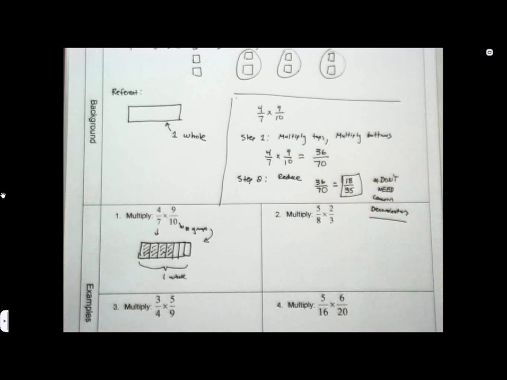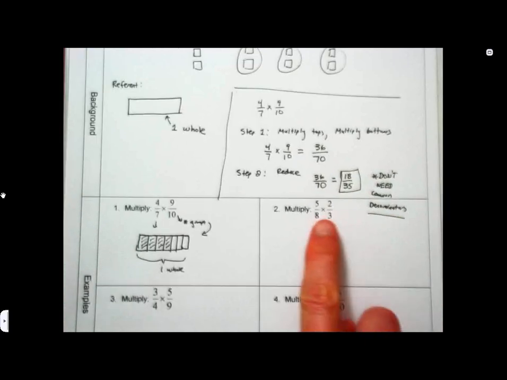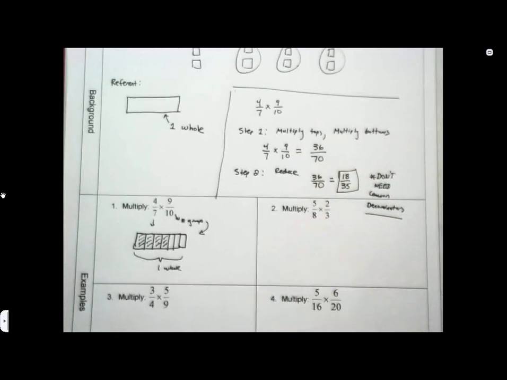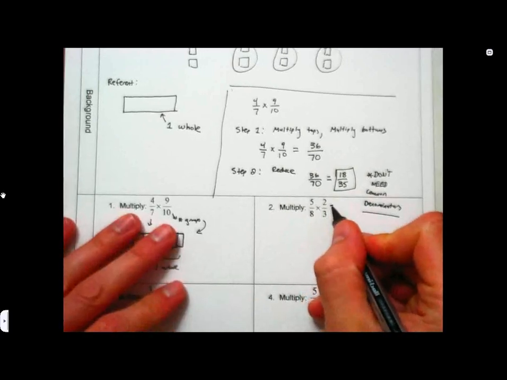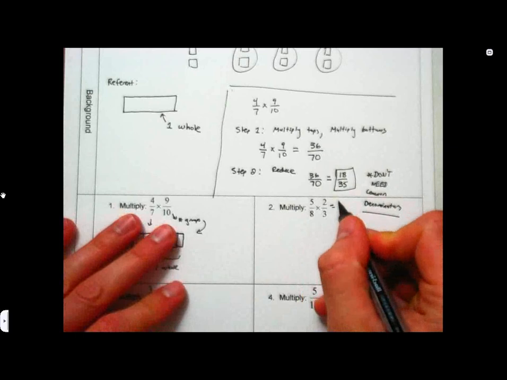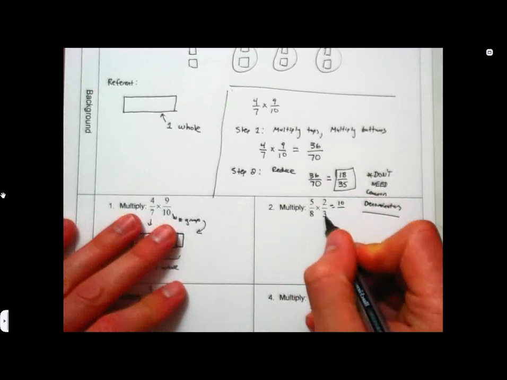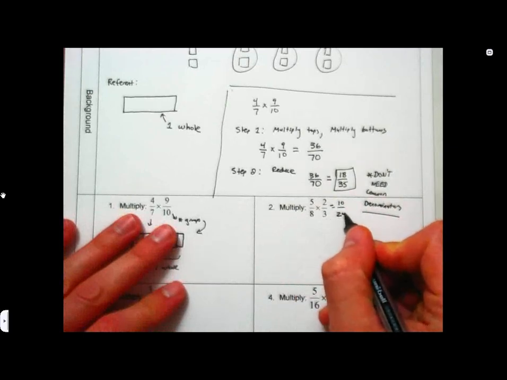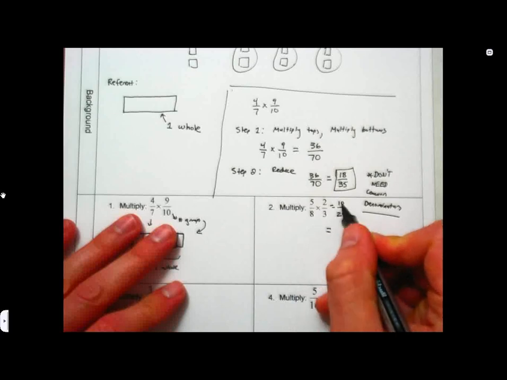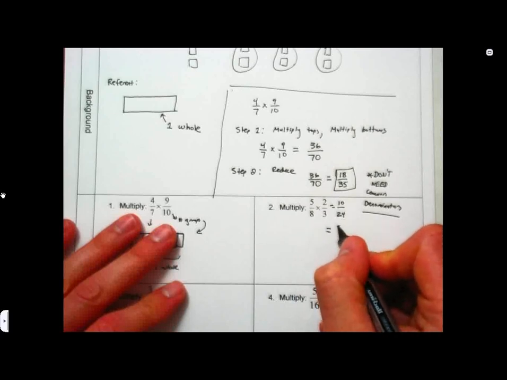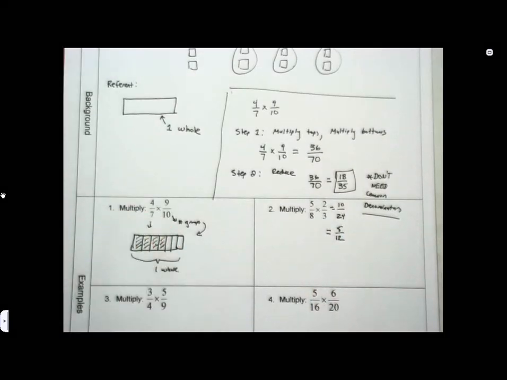Okay, I want you guys to try number 2, so pause the video, and then after you've given number 2 a try, restart when ready. So for number 2, again, if I just multiply across the top, that will give you 10. Multiply across the bottom is 24. If I reduce that answer, divide both top and bottom by 2, that should yield 5/12.